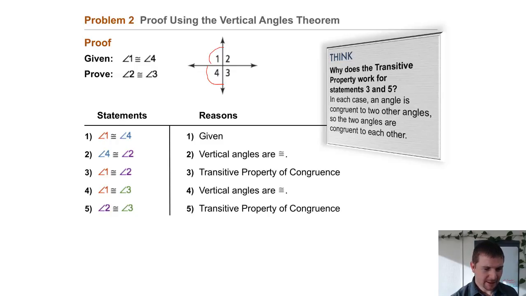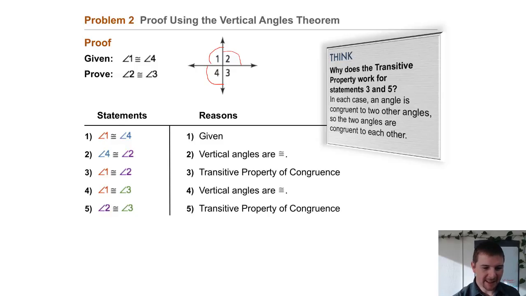The next statement in this particular route to the proof states that angle 4 is congruent to angle 2. So we can now state that angle 2 and 4 are congruent because vertical angles are congruent. We could have chosen to show that angle 1 and angle 3 are congruent by the same reason, vertical angles are congruent. The order doesn't really matter.